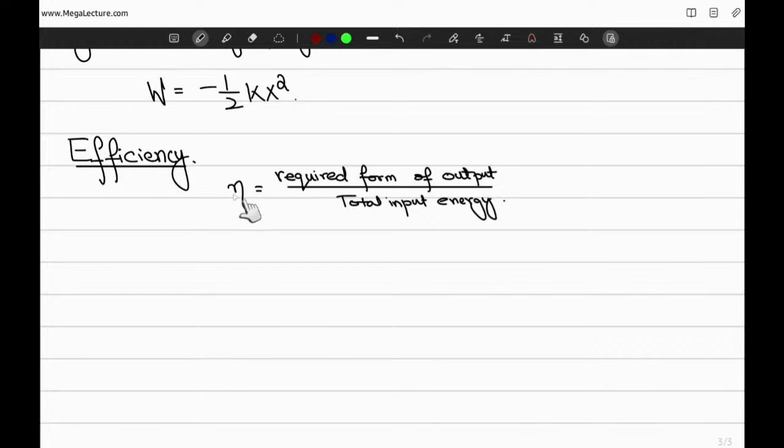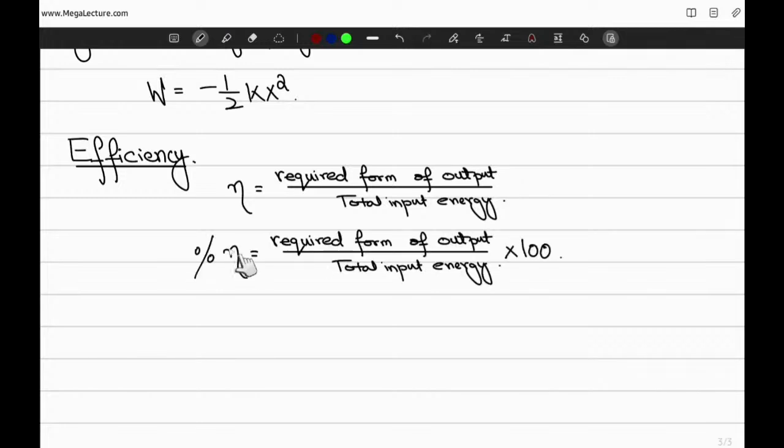So what is efficiency? Efficiency is basically the ratio of the required form of energy that is obtained from your system as an output, right? And it is the ratio to the total energy that you give it as an input. So it is the total input energy, right? So from this, if I just multiply this thing by 100, what I would get is the percentage efficiency of the system. And hence the percentage efficiency is given by this thing times 100.